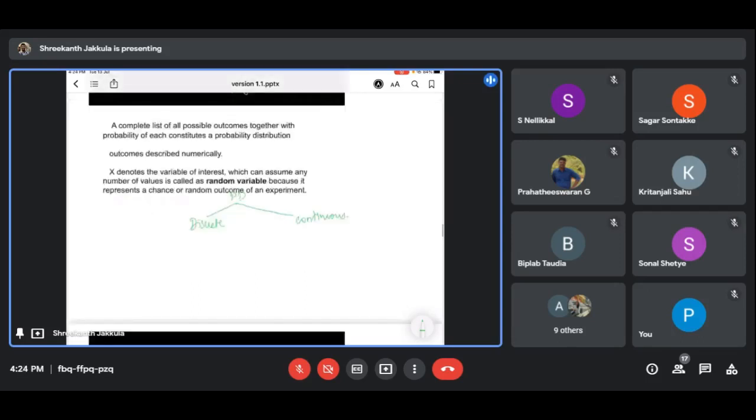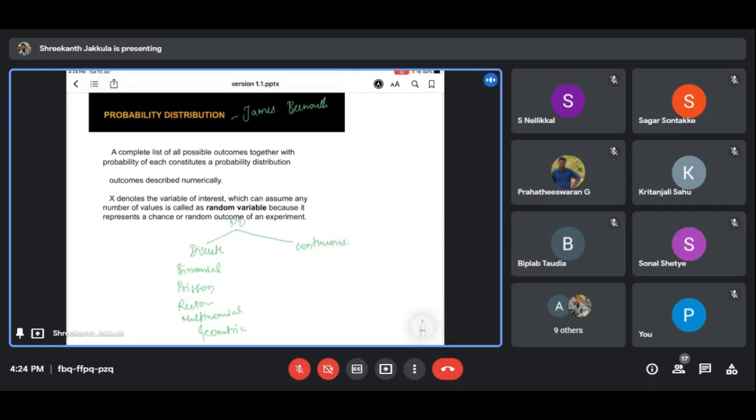In discrete we will see binomial, Poisson, rectangular, multinomial, geometric. These are the distributions under discrete. And what else will be under continuous? That will be normal distribution, Student's t distribution, and then chi-square distribution.